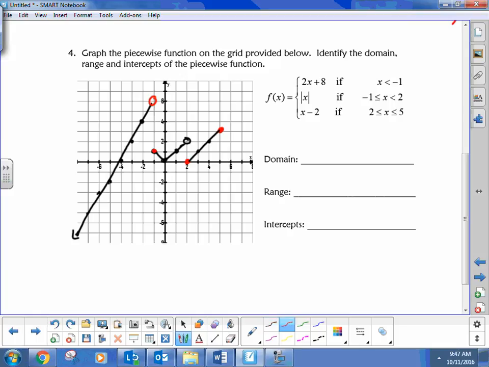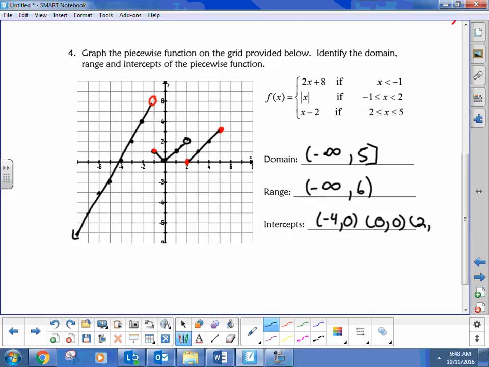All right, lovely. So we have it that, in our case, my domain then is going to go from -infinity to my highest point, just here, the 5 included. The range is going to go from -infinity to 6 only, but not included. Intercepts are going to be at -4, 0, at 0, 0, and at 2, 0. That's it. All right, fantastic.